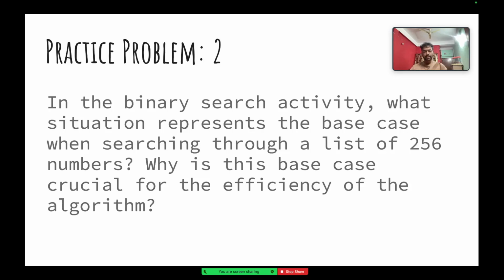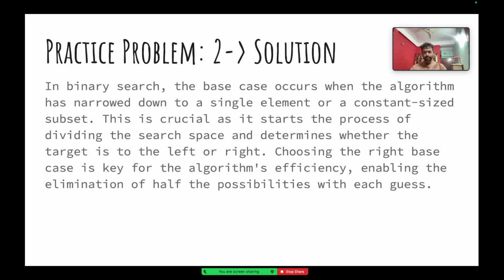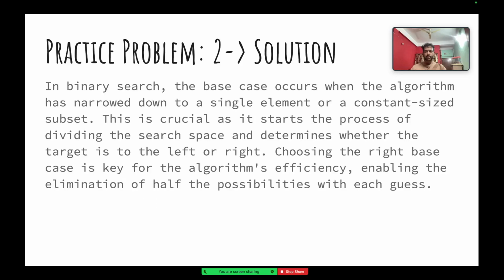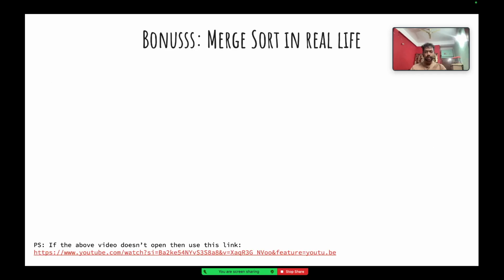Okay, so let's move on to the next slide. Let's see what the answer is. This is a subjective question, not an objective question which has a numeric value. So let me explain why. In binary search, the base case occurs when the algorithm is narrowed down to a single element and single constraint subset. I'll show you that graphic.